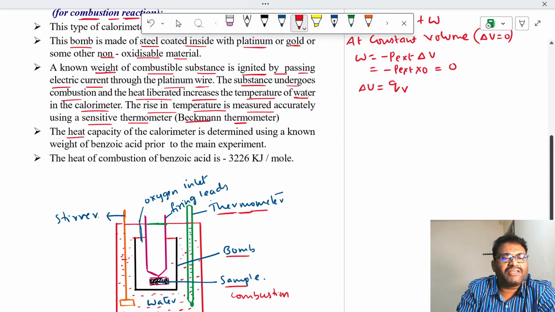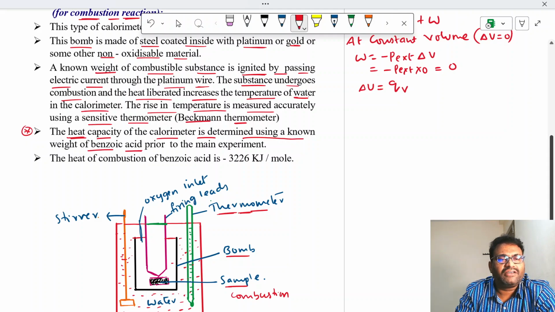The heat capacity of the calorimeter is determined initially, before conducting the experiment, when you are taking a bomb calorimeter. For this, benzoic acid is taken.